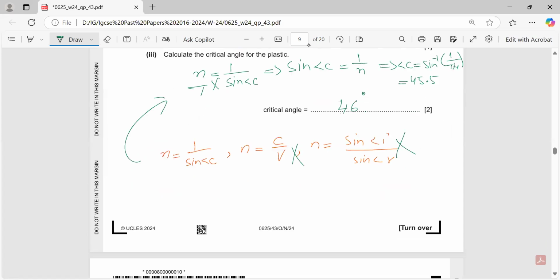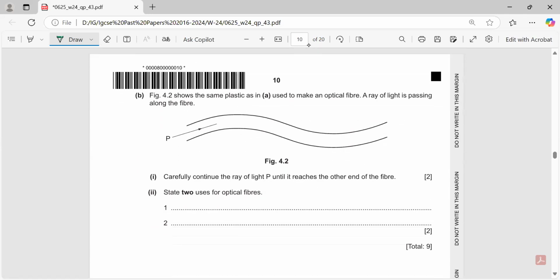Okay, then next, the ray is given. So the figure shows the same plastic as in part A used to make an optical fiber. A ray of light is passing along the fiber. So carefully continue the ray of light P until it reaches the other end of the fiber. As I told you already, just stretch it till it touches the boundary on the opposite side, and it will suffer total internal reflection, of course.